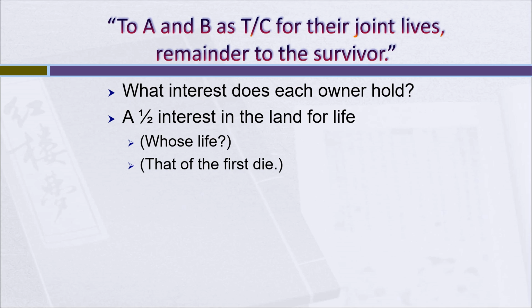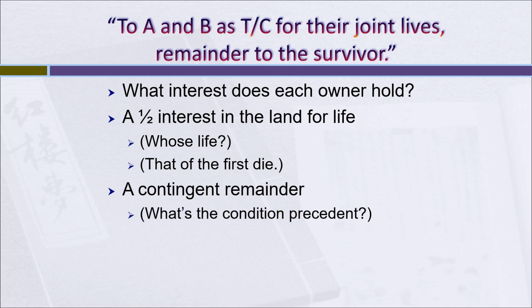That's not the only interest they have, though. Each of them also has a contingent remainder. The reason it's a contingent remainder is that there is a condition precedent that has to be satisfied. And what is the condition precedent? As to each of them, the condition precedent is surviving the other cotenant. So if A survives B, A will take the contingent remainder in possession. If B survives A, B will take the contingent remainder in possession.